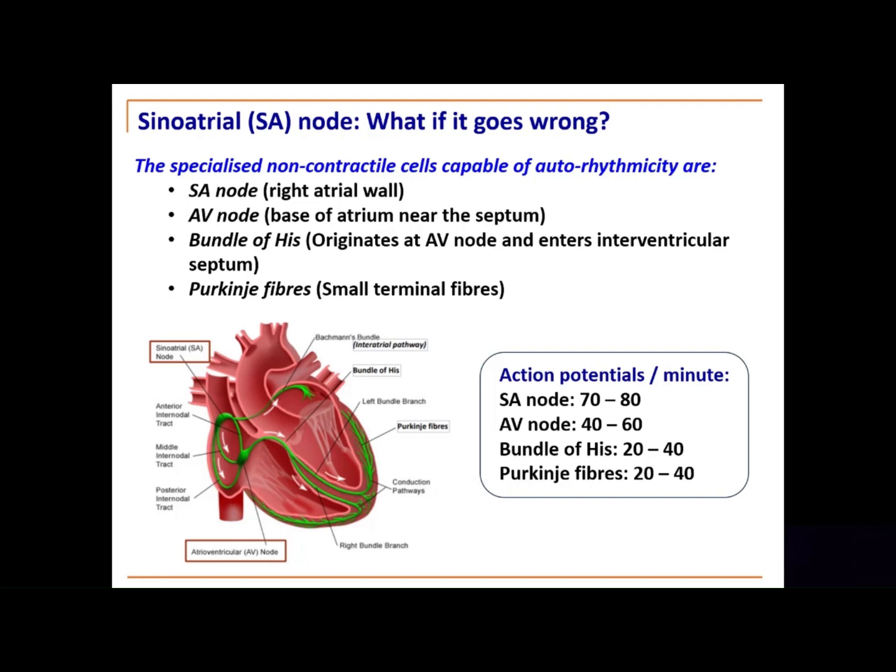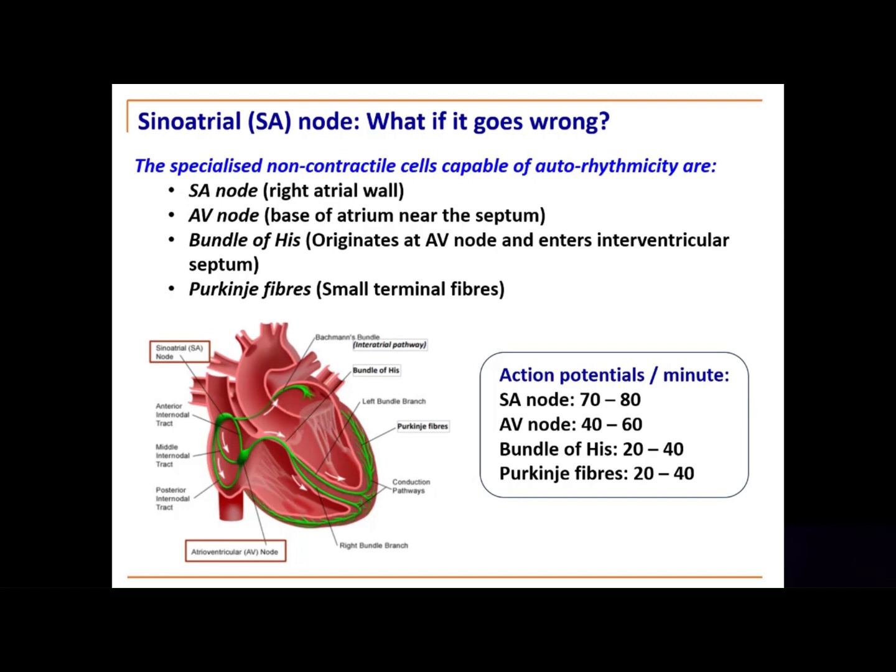So what does that mean if the SA node fails? Well, if the SA node fails, then the AV node takes over because it is the next fastest one. There'll still be contraction of the atria, but it'll likely lose rhythm because there are subsidiary pacemaker cells throughout the atria that can generate electrical impulses and trigger atrial contractions. But again, these are slower. And so basically coordination between the atria and ventricles will be lost, and atrial bradycardia, so slowing of the heart rate, develops if the SA node fails.